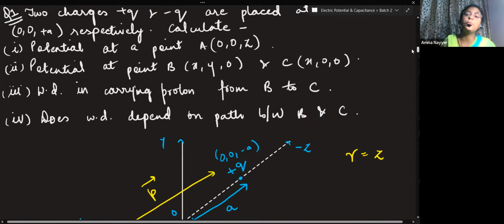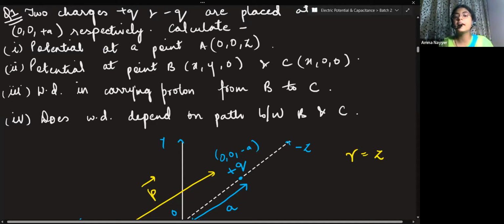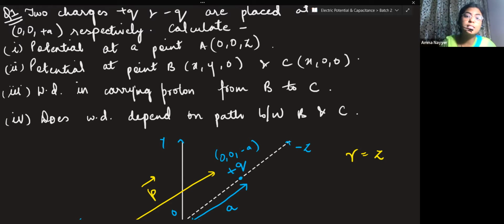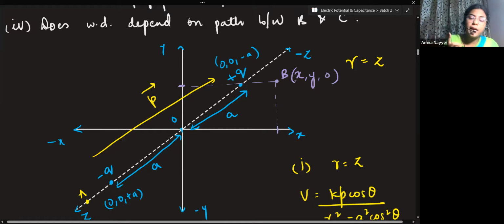Now you have to locate these 2 points, B point and C point. B point says (x, y, 0). It means it has some value on the x-axis and some value on the y-axis. Only the z-axis is 0. This means it is lying in the xy plane. Let's say this is some point B. It has some value on the x-axis, that is x, it has some value on the y-axis, that is y, and it has no value on the z-axis. So this is 0. That's how you have to identify how to locate a point first. (x, y, 0) shows that the point lies in the xy plane.